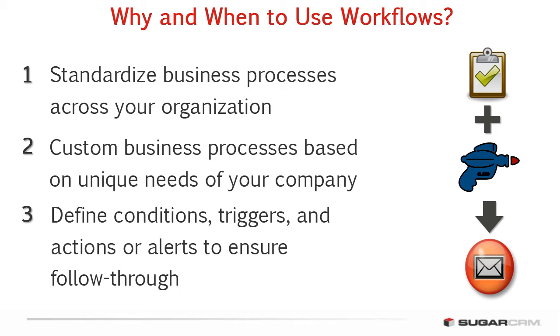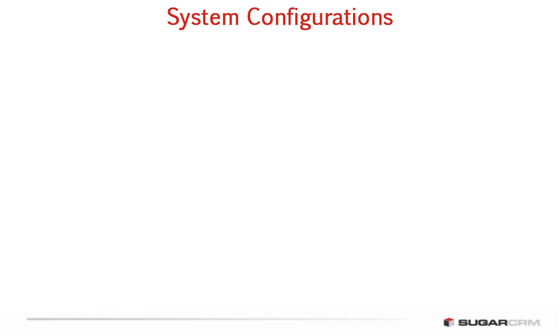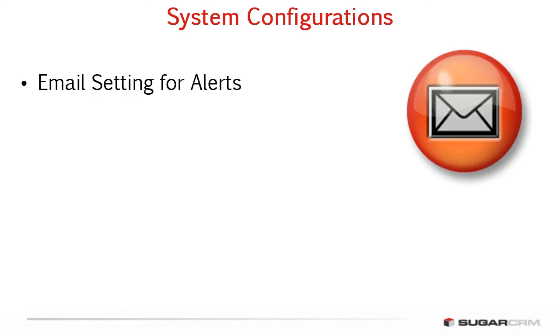As you watch this video, keep in mind your own business processes and think about how you can use workflows to automate them. Before creating a workflow, you'll need to verify your system settings are set up properly to automate the business process. The 3 main areas that need to be set up are email settings, which set up your outgoing email for your workflow alerts to trigger properly.